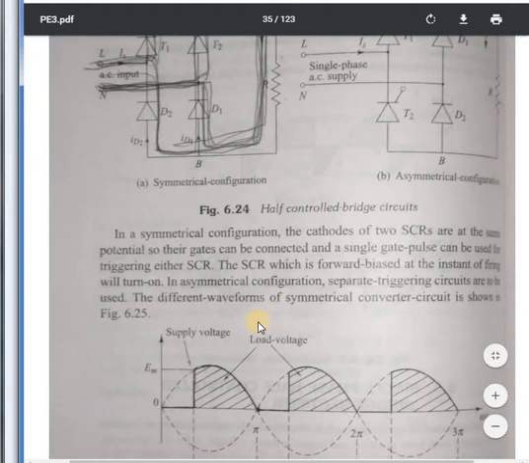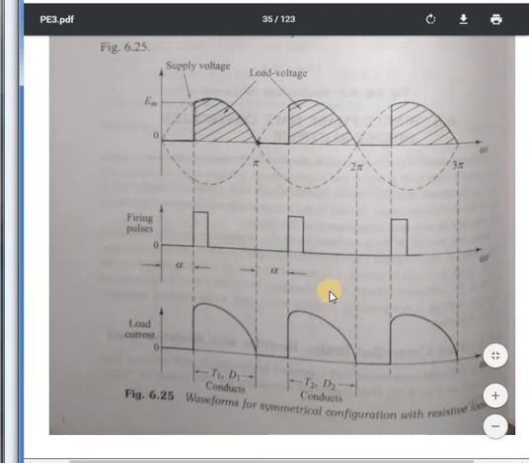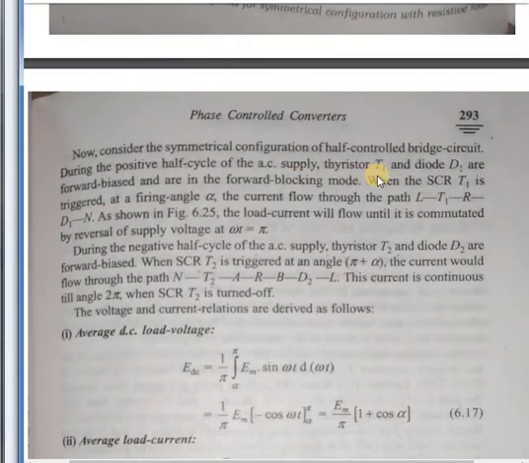Okay, so here the SCR configuration is in such a way that the SCR is forward biased and is turned on at the instant of the firing angle. In asymmetrical configuration, separate triggering circuits are to be used. Now with a resistive load for symmetrical configuration, the supply voltage is given. For the positive half cycle, the supply voltage is given to thyristor T1 and D1 is conducting here. Thyristor T1 and D1 are conducting, and thyristor T2 and D2 are conducting in the negative half cycle.